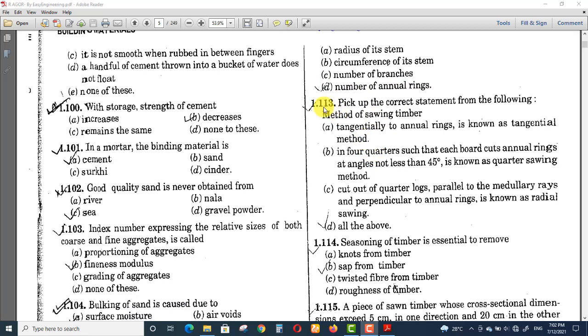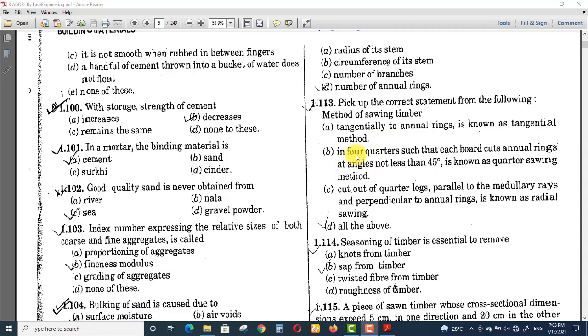So next question 113. Pick up the correct statement from the following. Method of sawing timber. Sawing means cutting, right? There are various methods to cut or saw the timber. So the options are, first, tangentially to annual rings is known as tangential method. This is right. If we cut the annual rings tangentially, then that method of sawing is called tangential method.